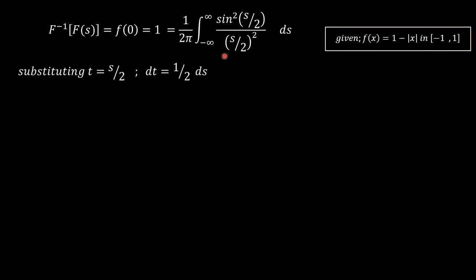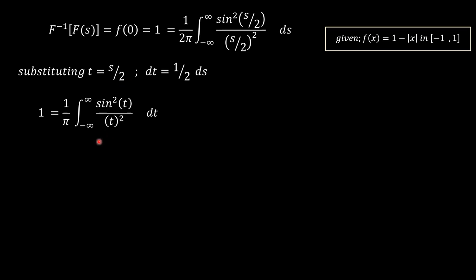Let me simplify the integral by substituting t is equal to s by 2, so that dt is equal to 1 by 2 into ds. So the above integral changes to the form 1 is equal to 1 by pi integration minus infinity to infinity sine square t by t square dt. But just make a note, students, whether sine square t by t square is an even function. Yes, it is an even function.